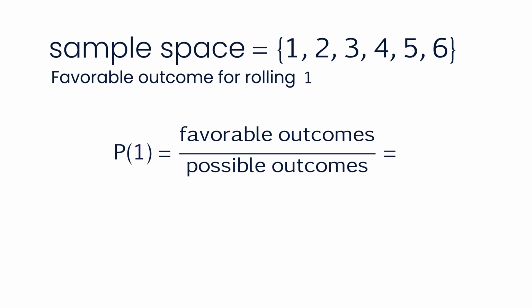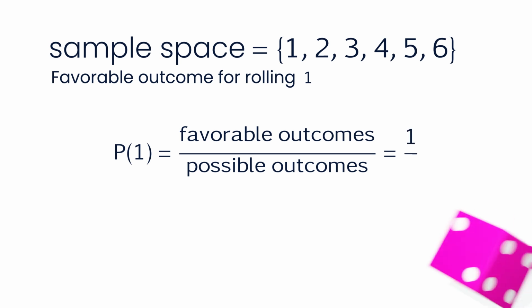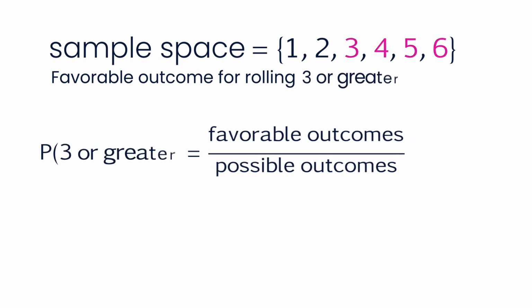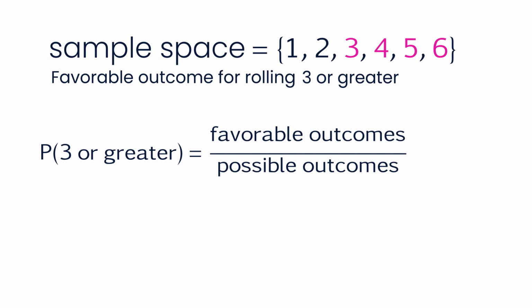Now it's time to calculate the probability. The number of favorable outcomes is 1, and the number of possible outcomes is 6. This means that the probability of rolling a 1 equals 1/6. Next, you decide to find the probability of rolling a value greater than or equal to 3. That would make 3, 4, 5, and 6 the favorable outcomes, still from a total of 6 possible outcomes. So to find the probability of rolling a 3 or greater, you take 4 over 6, which simplified comes to 2/3.